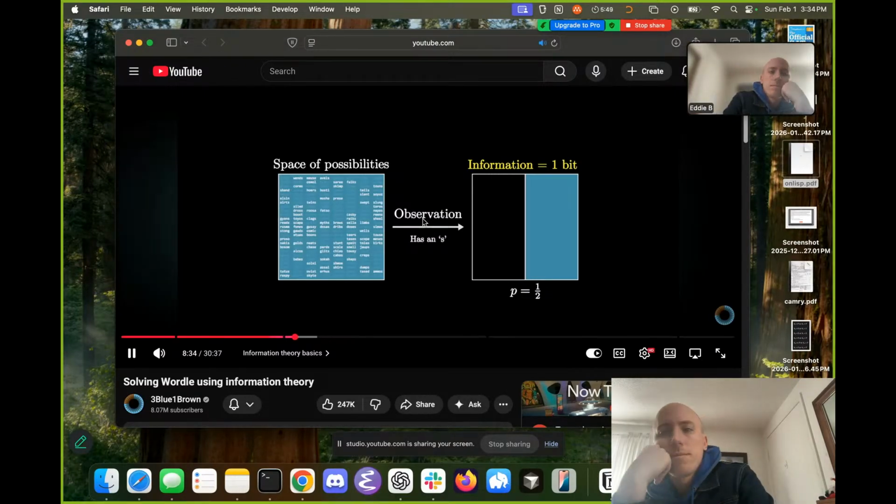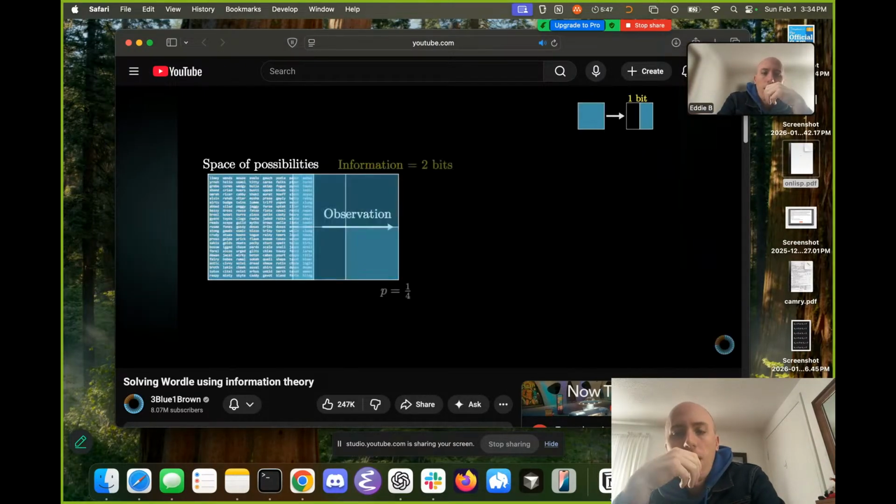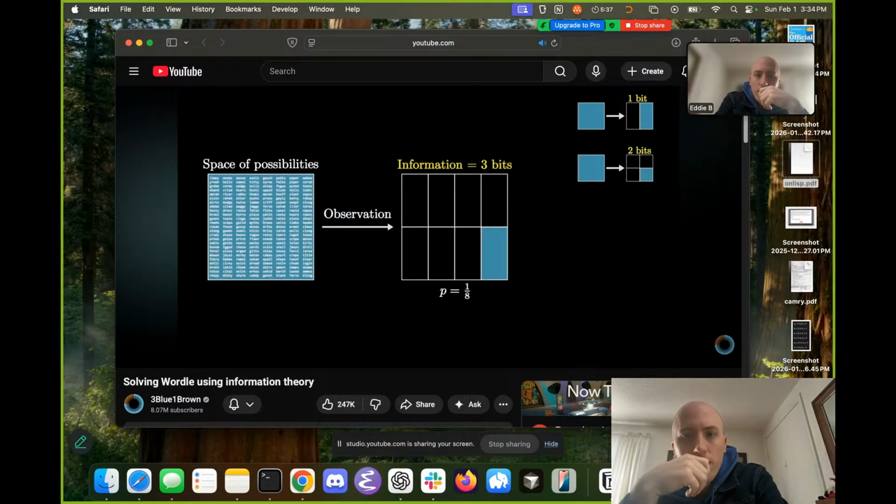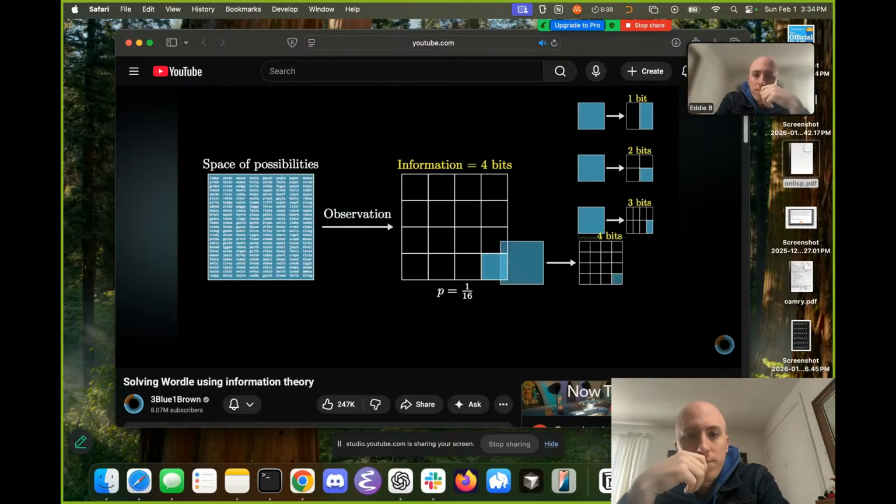Bit of information. If instead a new fact chops down that space of possibilities by a factor of 4, we say that it has 2 bits of information. For example, it turns out about a quarter of these words have a T. If the observation cuts that space by a factor of 8, we say it's 3 bits of information, and so on and so forth. 4 bits cuts it into a 16th, 5 bits cuts it into a 32nd.